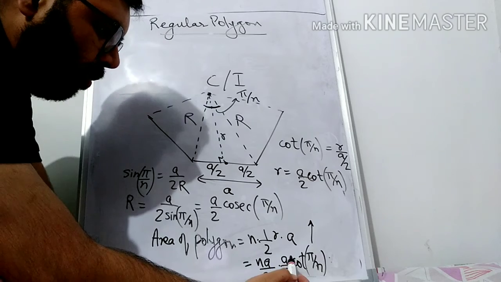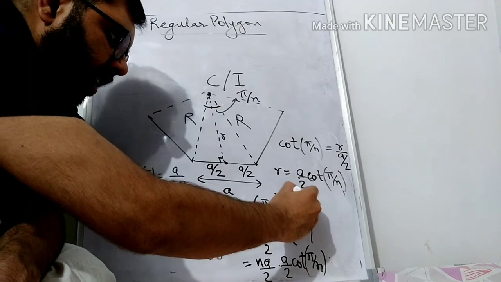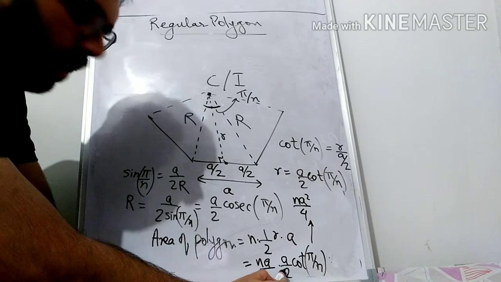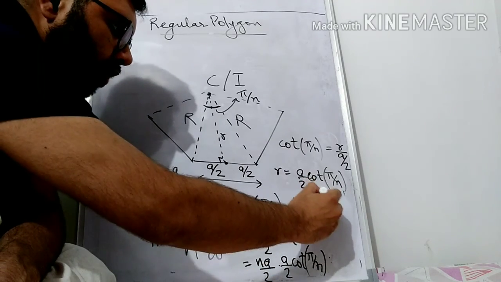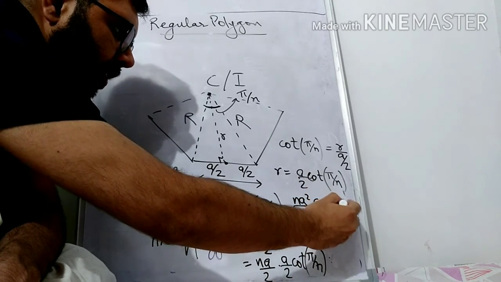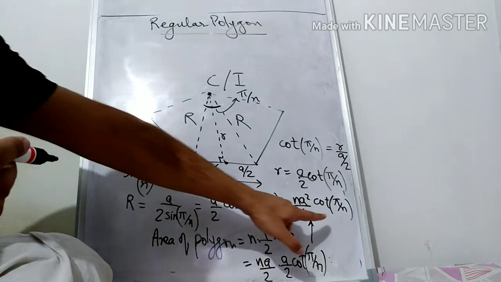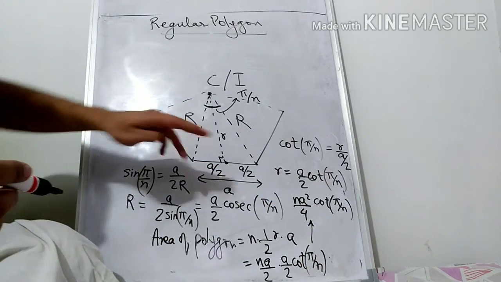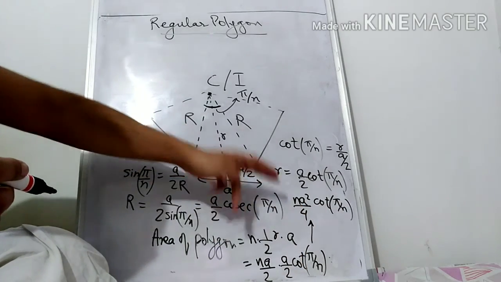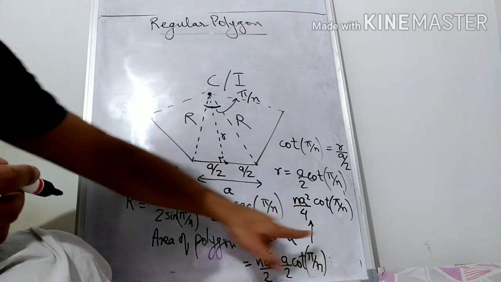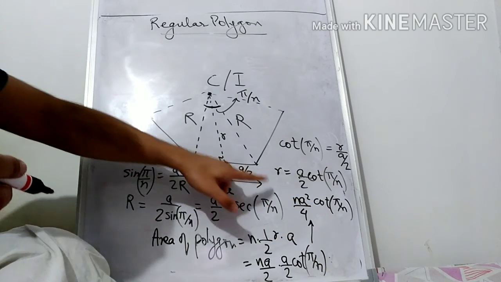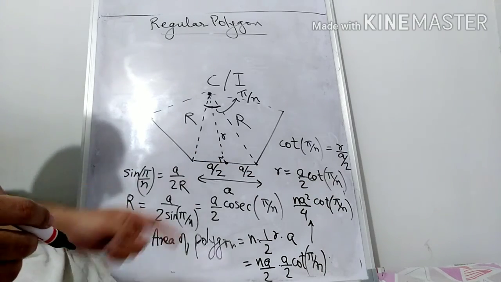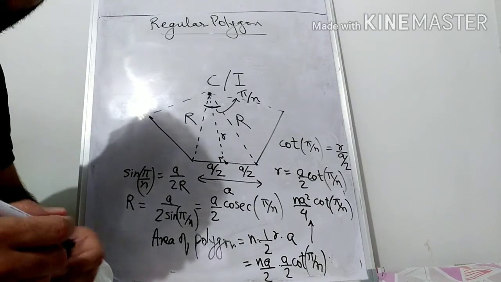Okay, which means finally the area of the polygon is n a square by 4 into cot of pi by n, since a into a is a square and 2 into 2 is 4. Okay, so this formula gives you the area of a regular polygon, an n-sided polygon. So we know the value of n, and we know the length of the side of the polygon, that is a. So if we know n and a, we can find the area of the regular polygon by using this formula.